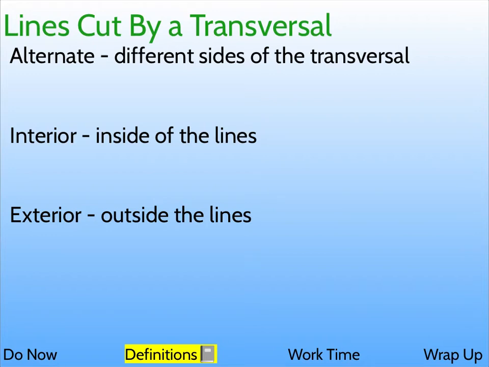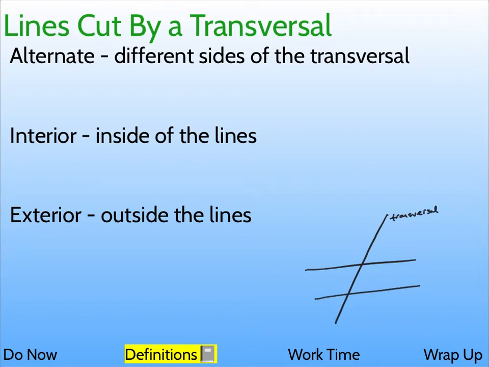So today we're going to find the names of angles cut by a transversal. When you have lines cut by a transversal, the diagram looks like this. You start with two lines, and then the transversal is a line that cuts through both of those. So something like that, for example. Here's your transversal, and then there are the two lines.